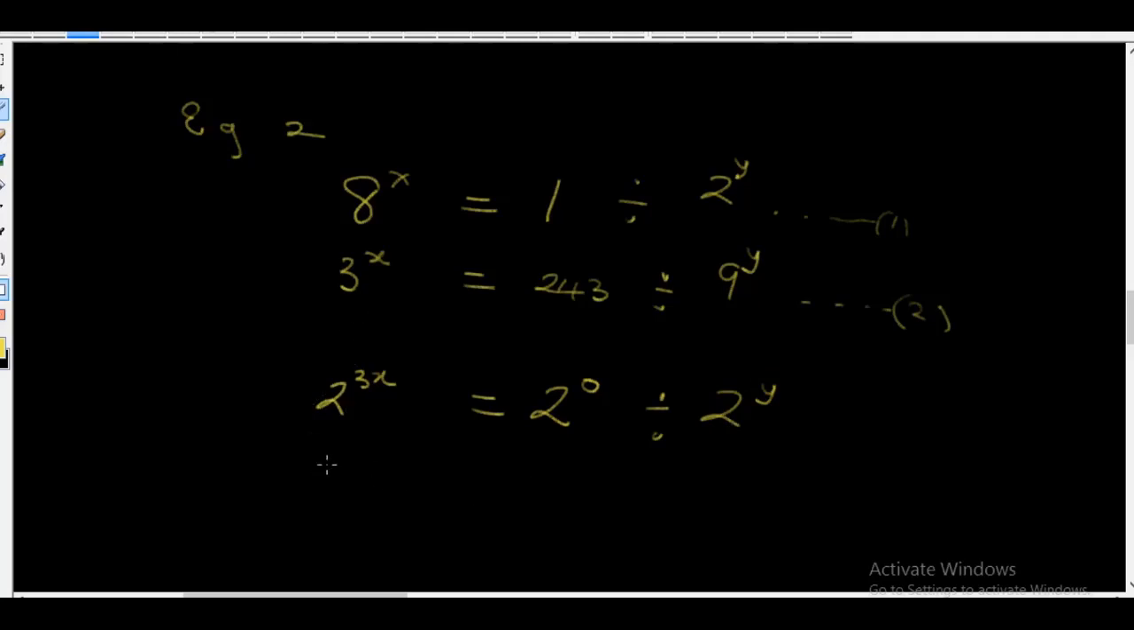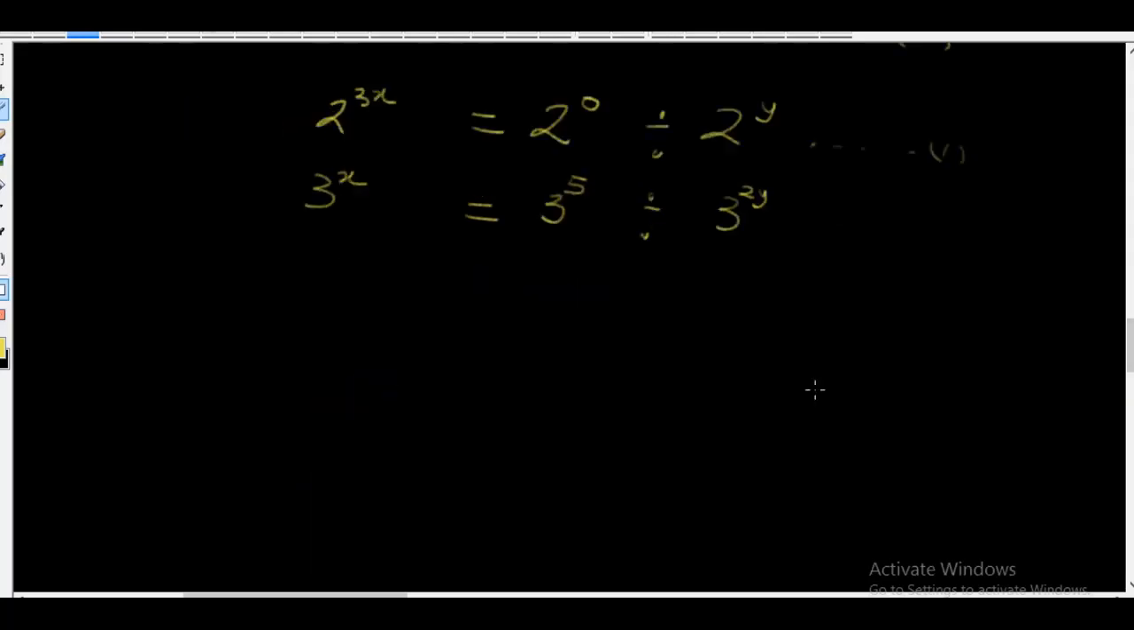Okay, and this second equation, 3 raised to the power x, we can still write it as 3x. 3x is equal to 243, which is the same thing as writing 3 raised to the power 5, divided by 9 raised to the power y, which is the same as writing 3 raised to the power 2y. So this is our modified equation 2.